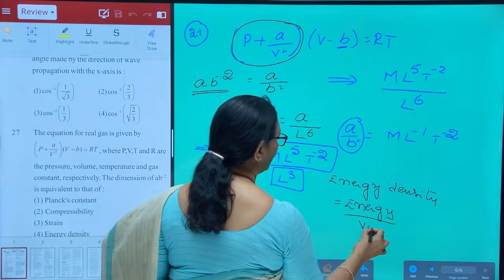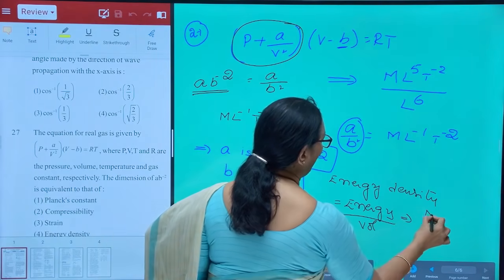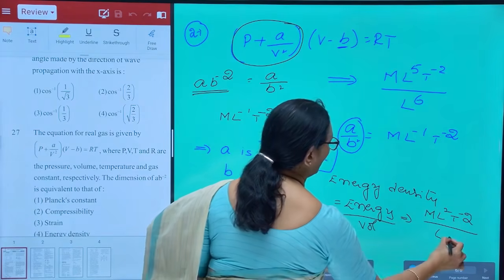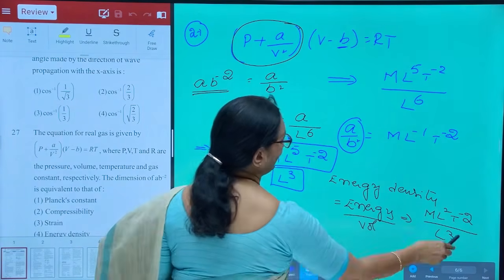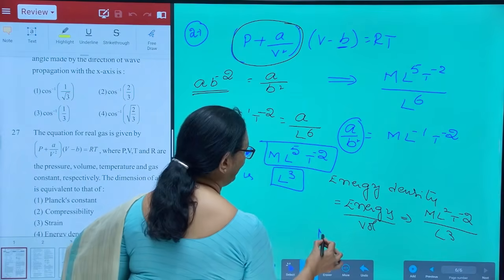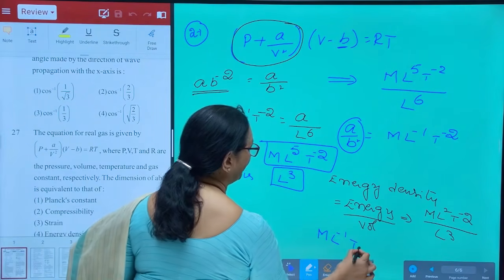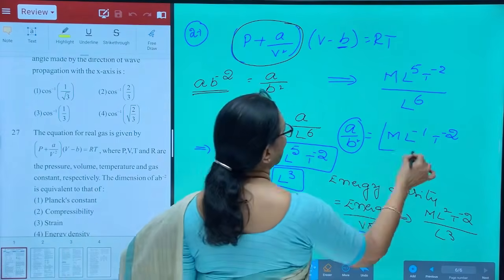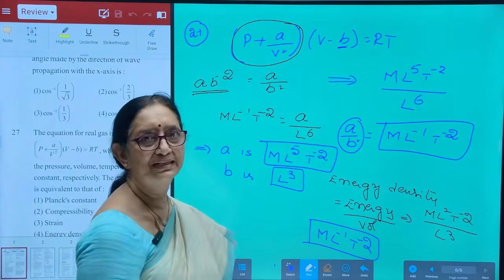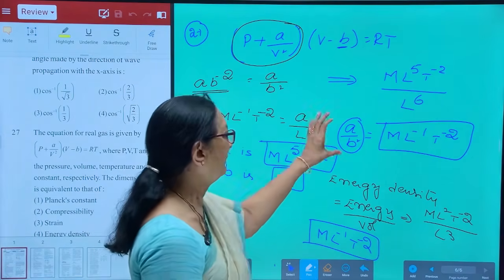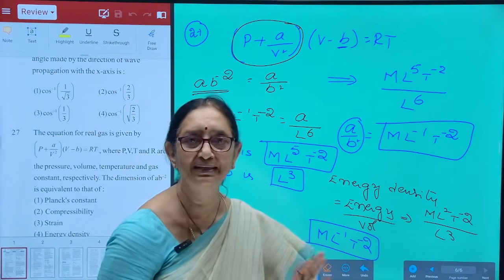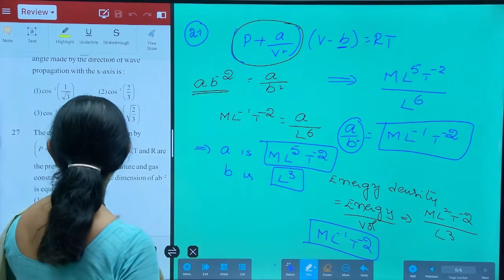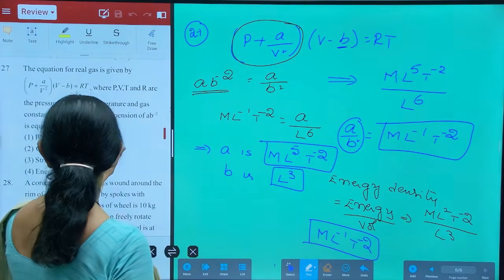Energy per unit volume implies the energy dimensional formula is ML²T⁻², and volume is L³. So if you take that to the denominator, it becomes ML⁻¹T⁻², which is exactly the same as that of A by B square. Hence, we can say A by B square dimensional formula is equivalent to the energy density, that is option number 4 given in the question.